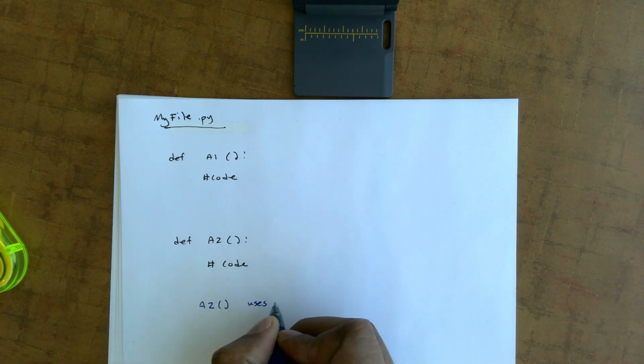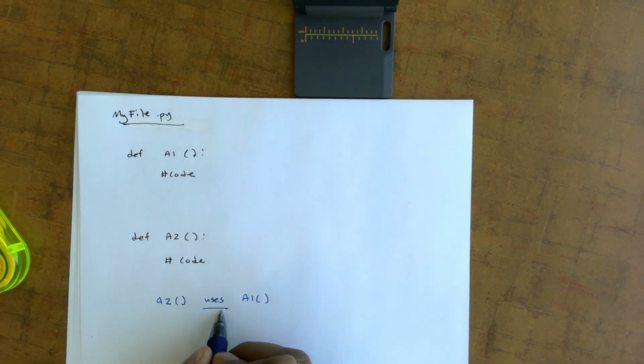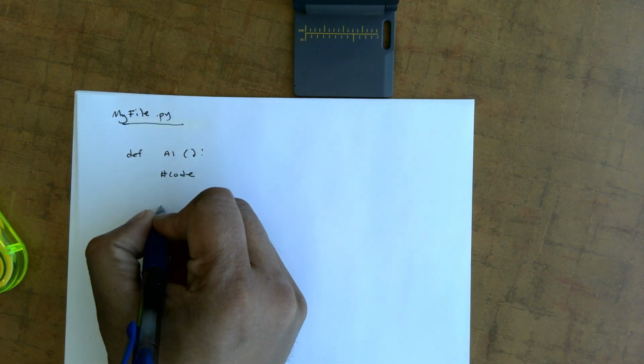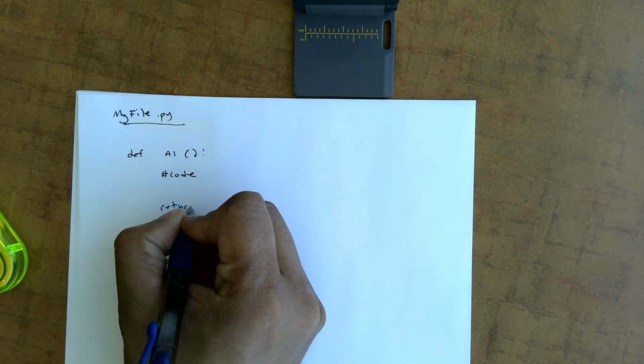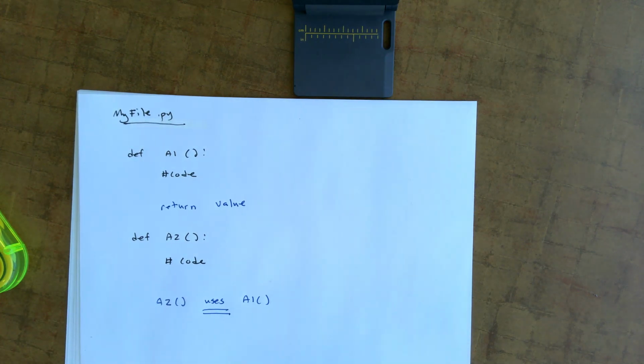uses A1, okay? So if A2 uses A1, and this is a use, this is a keyword, then what you need is this will trigger a return statement. So you're going to return some value back to A1, all right?